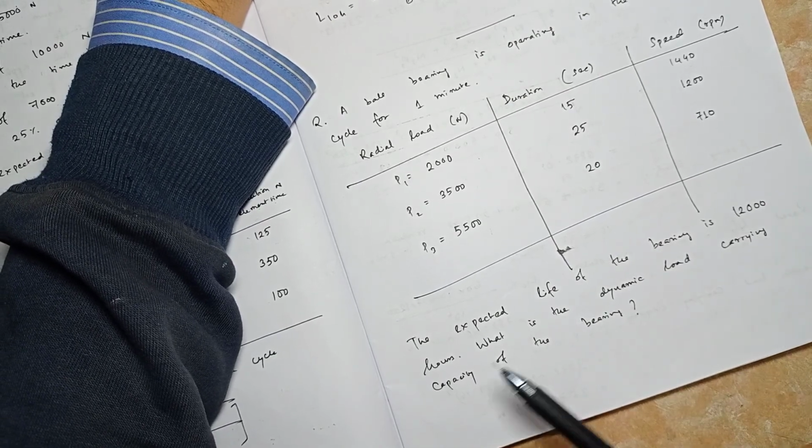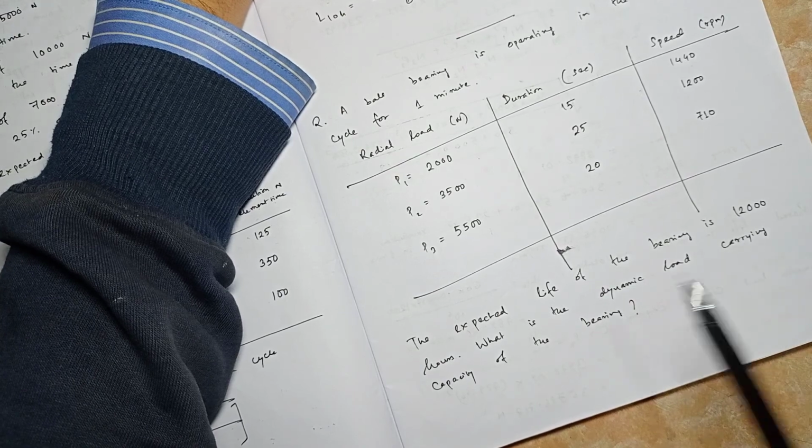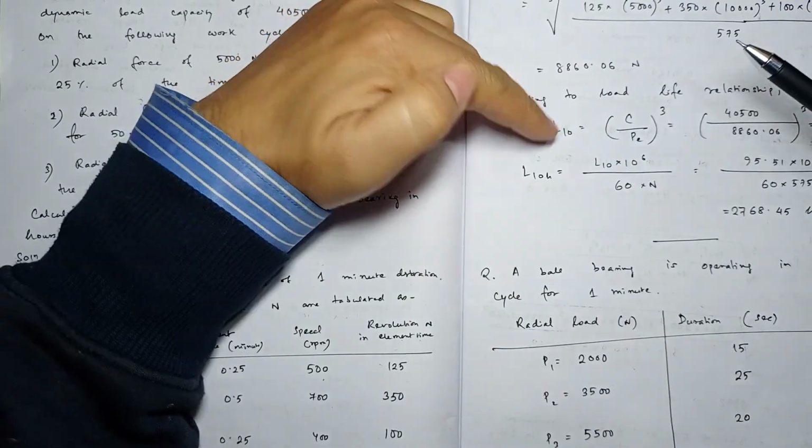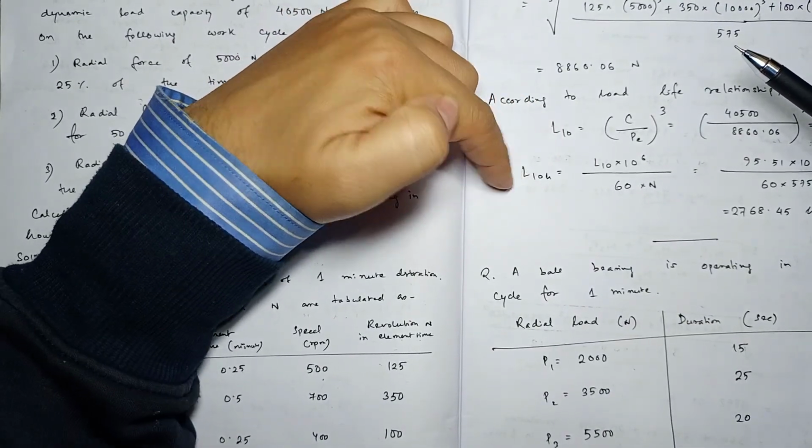Expected life of the bearing is 12,000 hours. What will be the dynamic load carrying capacity? Okay, so here C is to be calculated. L10 in hours is given.